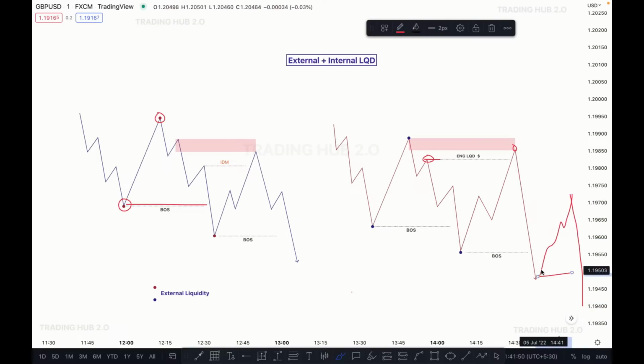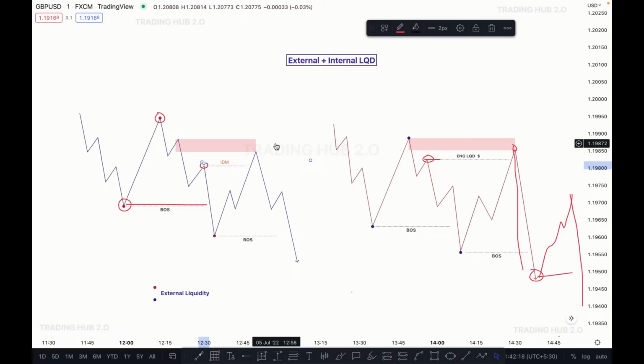So external liquidity works as fuel for the market to go higher, and internal liquidity is here. After taking out the internal liquidity, the main move happens here as an impulsive move, after taking out the engineering liquidity, after taking out the inducement, correct. So this is very important, you have to understand.